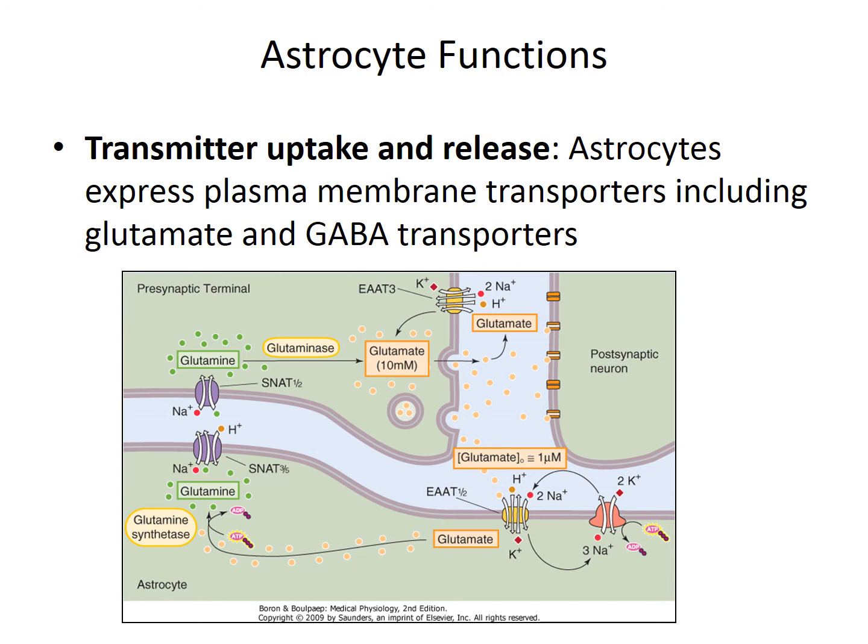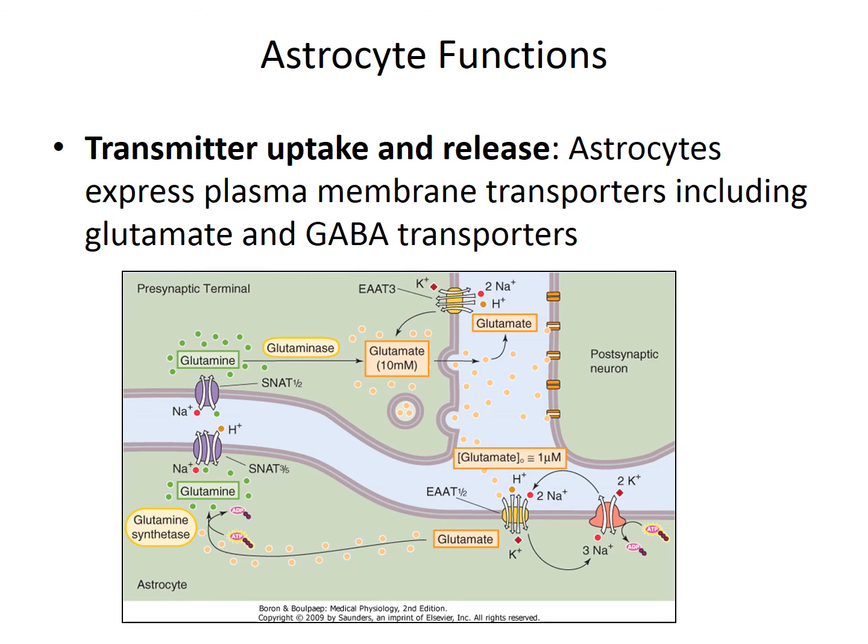recycled is by going into adjacent astrocytes. Within the astrocytes, the glutamate can then be broken down to glutamine, and that glutamine is transported back into the presynaptic neuron where glutamate can be synthesized and put into vesicles.